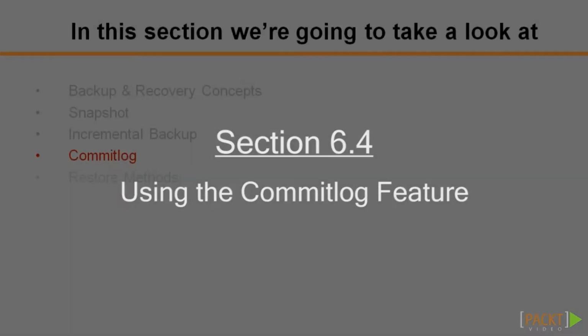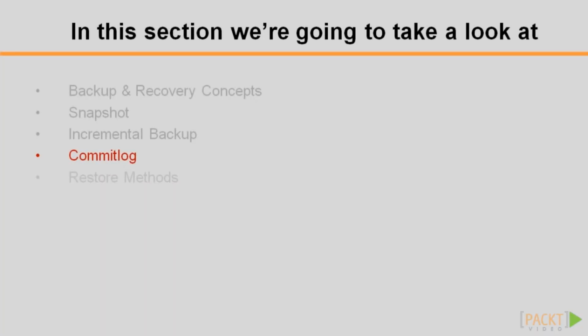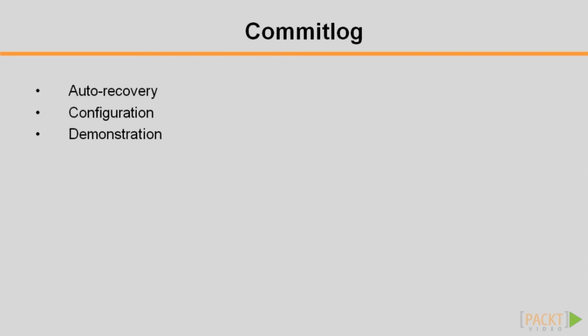In this video, we'll look into the details of the commit log of Cassandra. It's an internal archive log mechanism to assure data durability and provide auto-recovery when a node fails. I'll explain the auto-recovery mechanism provided by commit log, introduce its two configurable modes of operation, and comment on their uses. At the end, a demonstration will wrap up this video.